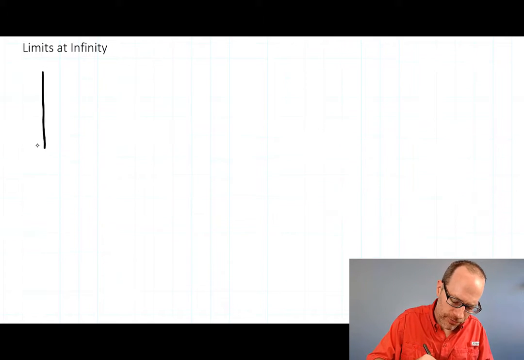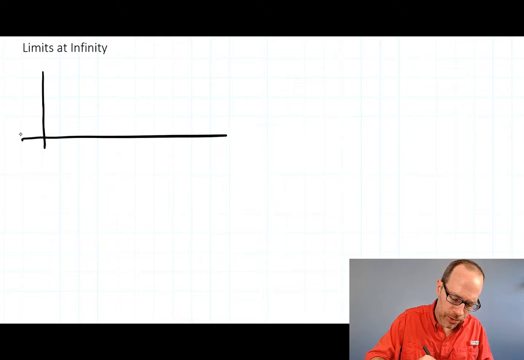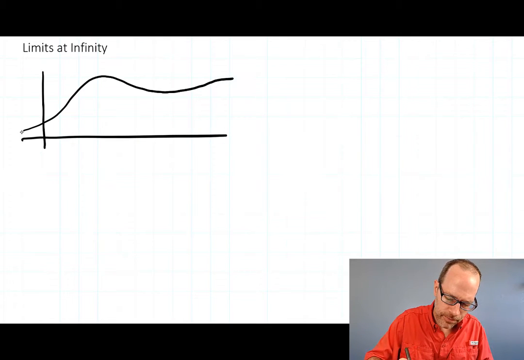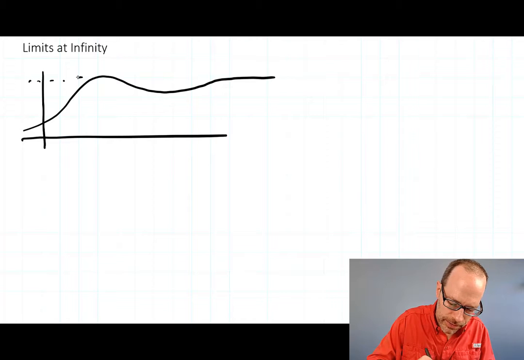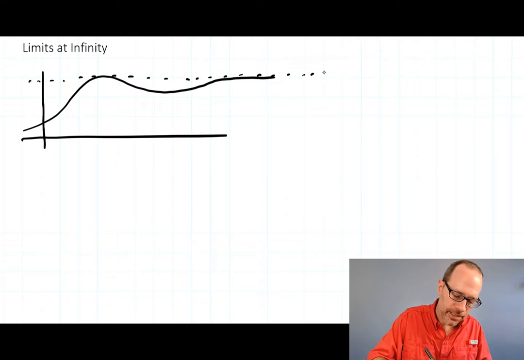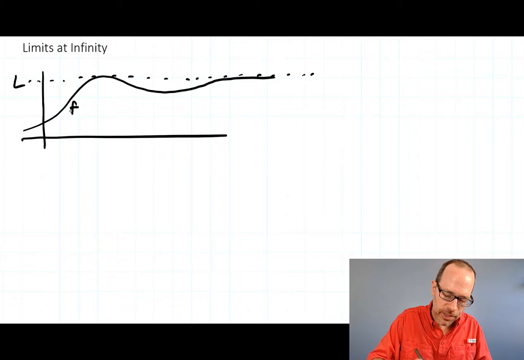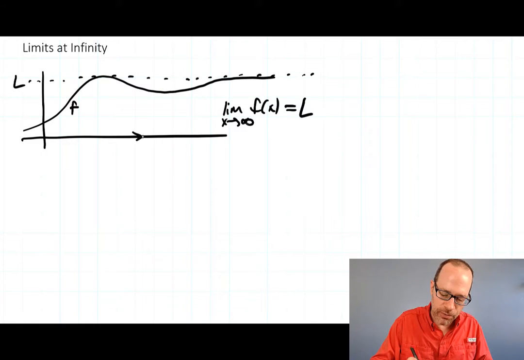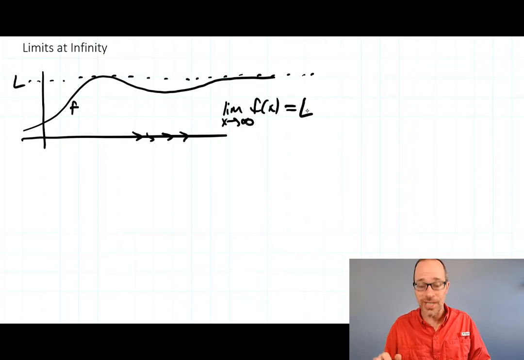So, there's often a picture that goes along with this. Suppose your function was doing this, getting closer and closer to this line. Say this is L, this is your function f. You would want to say that the limit as x went to infinity of f of x is L. That just means as you run along this x-axis forever, your function's getting closer and closer to L.